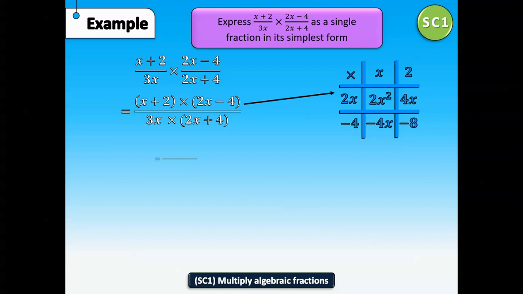We add all those terms together. So that's (2x squared minus 8) over (6x squared plus 12x). Remember, we times everything inside the bracket by 3x. Again, we can simplify it by dividing everything by 2. So we've got (x squared minus 4) over (3x squared plus 6x).